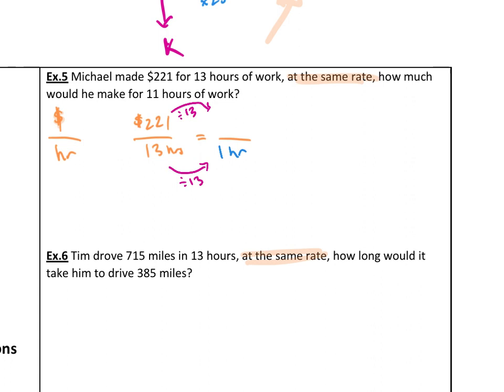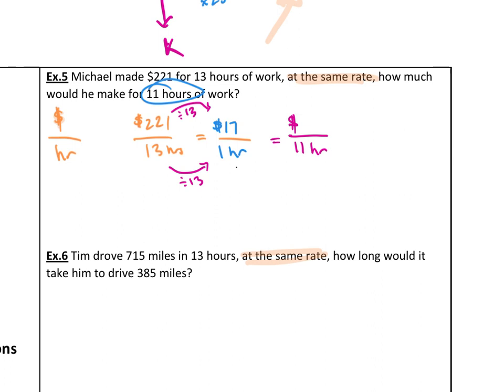Now at this point, you can use a calculator or your multiplication table. Your multiplication table will show you this, because that means this is $17 for 1 hour. Now they want to know what would we make in 11 hours, right? So we're going to say equals 11 hours, and we have to figure this out now. How many dollars would we make in 11 hours?